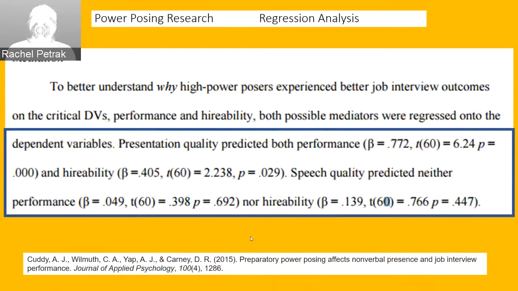Finally, the regression analysis. Now, why go through all that other stuff ahead of time? Because that's the groundwork to understanding why they have these particular variables in their regression. They wanted to understand why high power posers experienced better job interview outcomes on the critical dependent variables. They have 2 dependent variables, but each dependent variable is modeled separately. A model can only have one outcome.